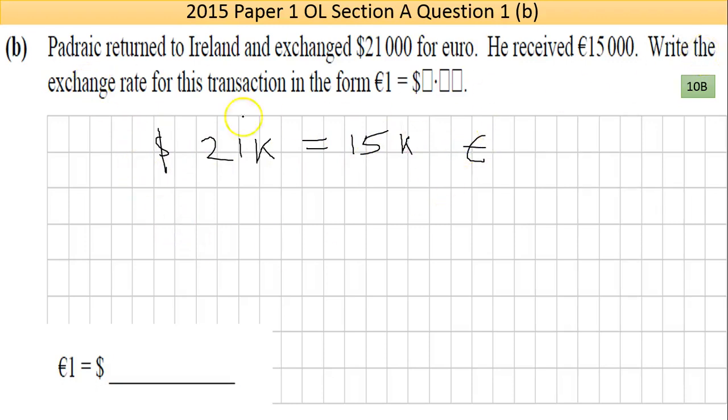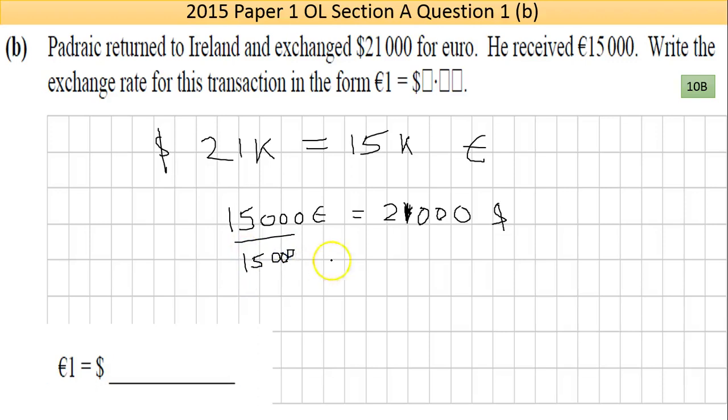Write the exchange rate for this transaction in the form of €1 equals how many dollars? So it's actually swapped around. For clarity, I could go €15,000, keeping it consistent with the conversion on the left, equals $21,000 on the right. So it's dollars. Now, this is an equation. It's supposed to be a one. If I want to convert this 15,000 back to one, the only way to do it is to divide it by itself. So 15,000.